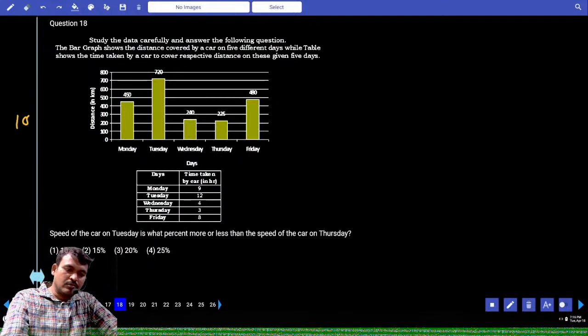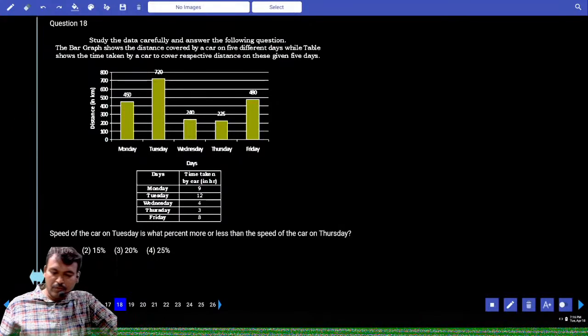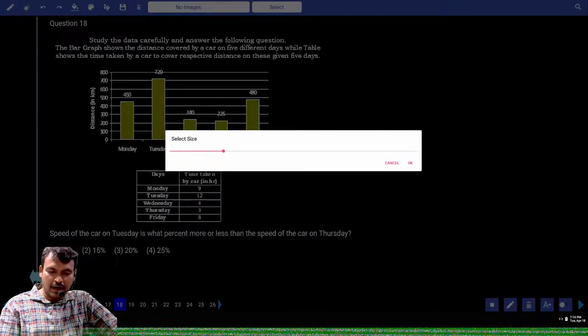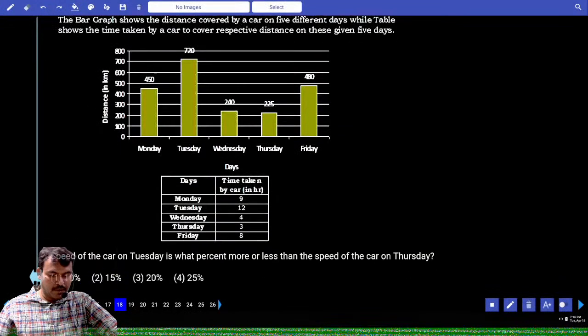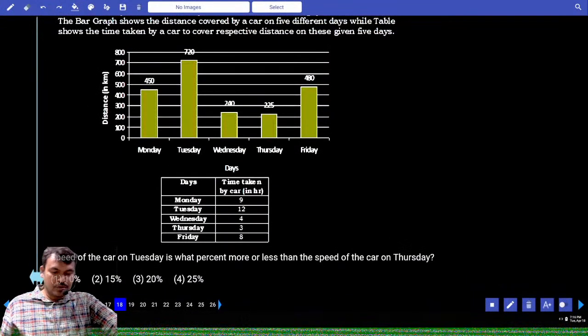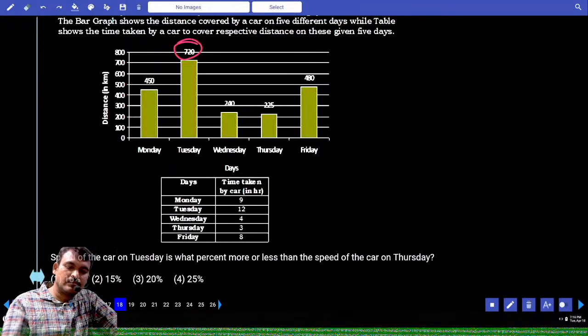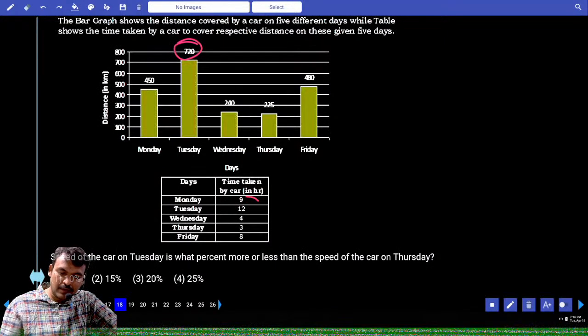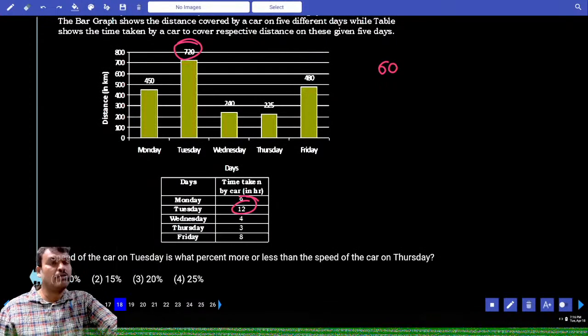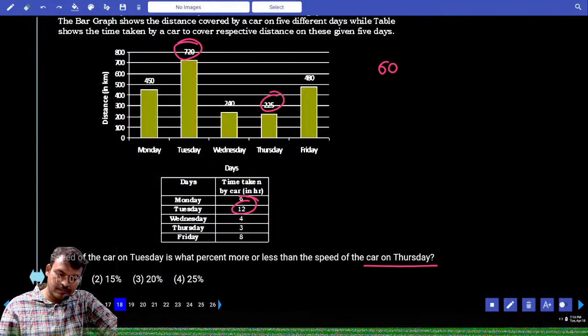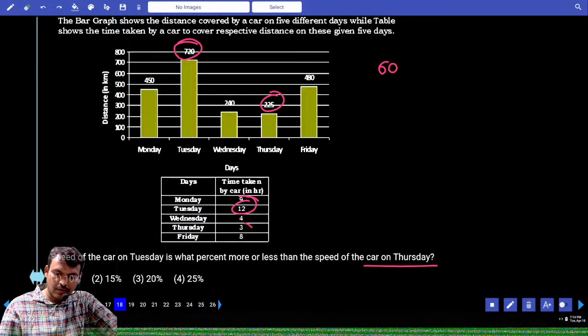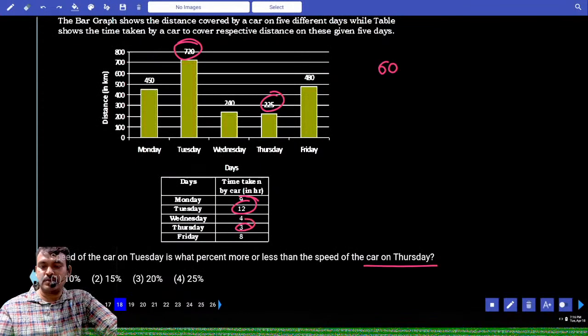Speed of the car on Tuesday is what percentage more or less than the speed of the car on Thursday? What is the Tuesday distance value? 720. Tuesday time value 12. 720 by 12 is 60. Next, car on Thursday. What is the distance? 225. Time value 3 hours. 225 by 3 means 75 kilometers per hour.